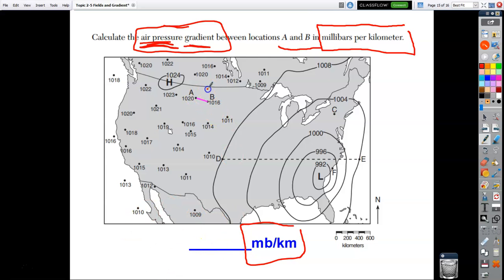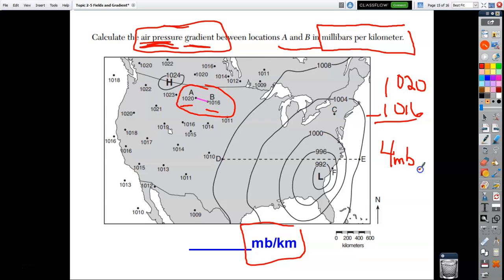So I look at A and B right up here. I can see A is at 1,020 millibars, B is at 1,016. So I subtract 1,020 minus 1,016 gives me 4 millibars. Again, I'm going to use scrap paper for distance. I would take my little paper, and line it up between A and B, mark it off, bring it down to the scale down here. Always going to be a scale at the bottom of the map.